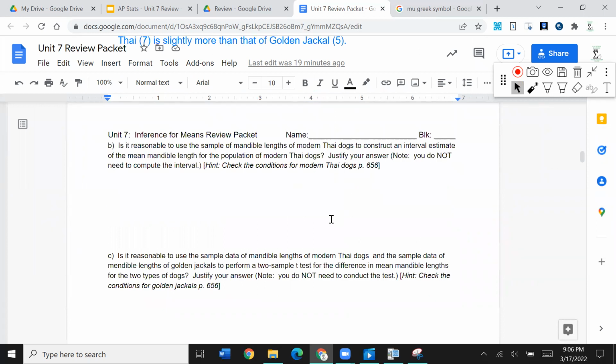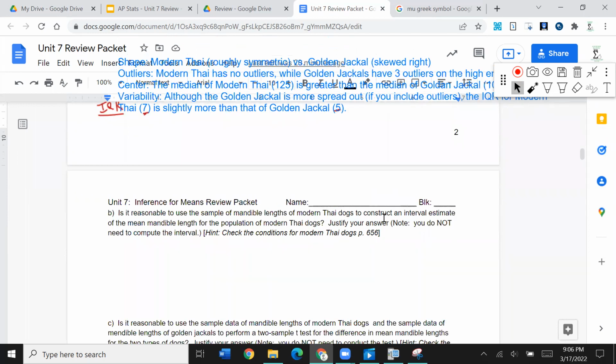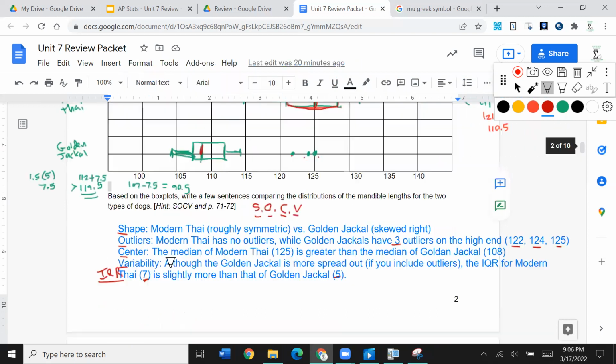Letter B: is it reasonable to use the sample of mandible lengths of modern Thai dogs to construct an interval estimate of the mean mandible length for the population of modern Thai dogs? Basically, this is just checking the conditions for the normal distribution. So for our conditions here, we want to ask: are we meeting the random, approximately normal, and the 10% conditions? And the whole point of doing these graphs was to check the approximately normal condition.